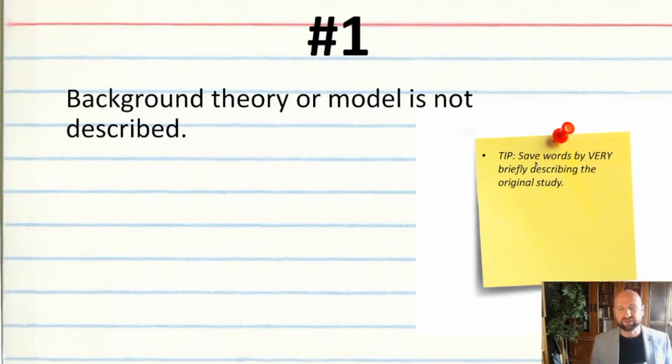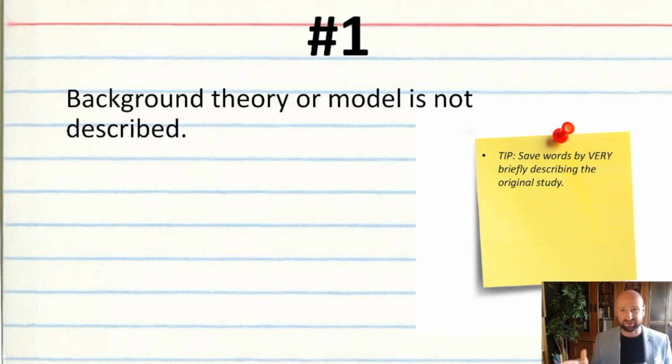One, you can save words if your word count is an issue in the IA, which it is for a lot of students. Very briefly describe the original study that you're copying. Actually, you'll see in a second when I show you the rubric, there's no mention in the rubric of actually having to base your research on an original study. And so your summary of it can be very, very brief. Don't go into heaps of detail about the original study that you're basing yours off of. Okay, just mention it briefly.